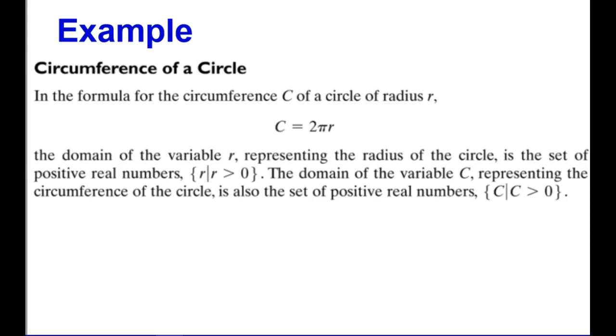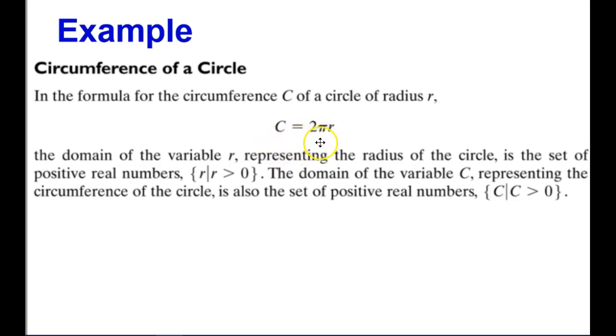Okay, so we're looking at the circumference of a circle. We're just talking about some domain events here, and this is example number 9. So my domain for R, and remember R is my input, would be all positive real numbers, because it does not make sense to have a negative radius on a circle. So we want to think about what we're actually dealing with, and not just the fact that these are variables or letters.